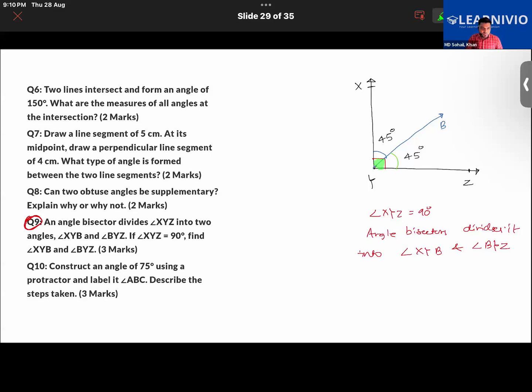Then question number 10, I'll be skipping this. It's of the same nature. You have to construct an angle measuring 75 degrees. That can be easily done with the use of a protractor.